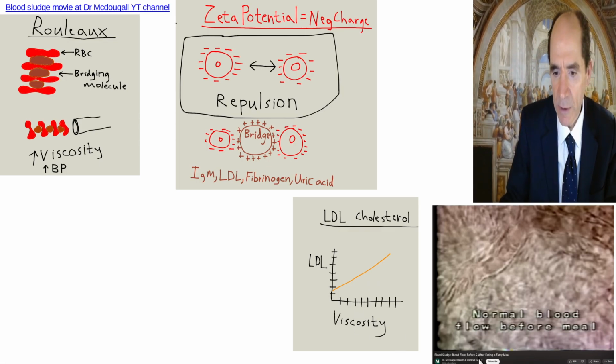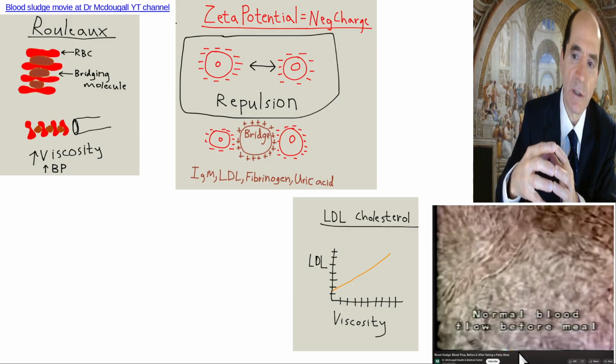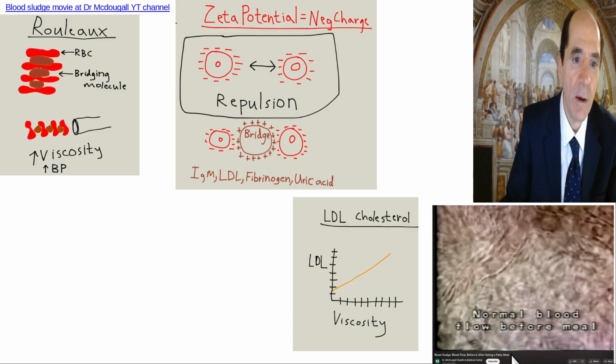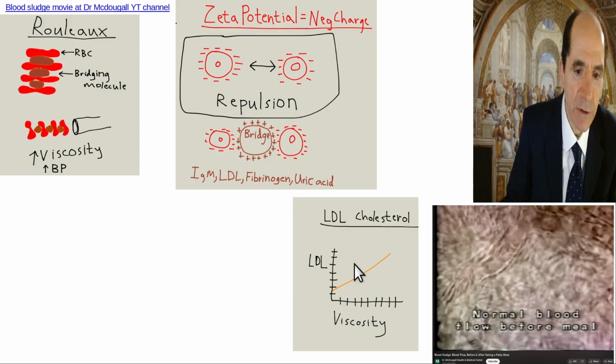There's a good video at Dr. McDougall's YouTube channel called Blood Sludge After High-Fat Meal. It's only 50 seconds long, and you see how all the red blood cells stick together and the blood has become thicker. Okay, more than 99% of blood cells are red blood cells.